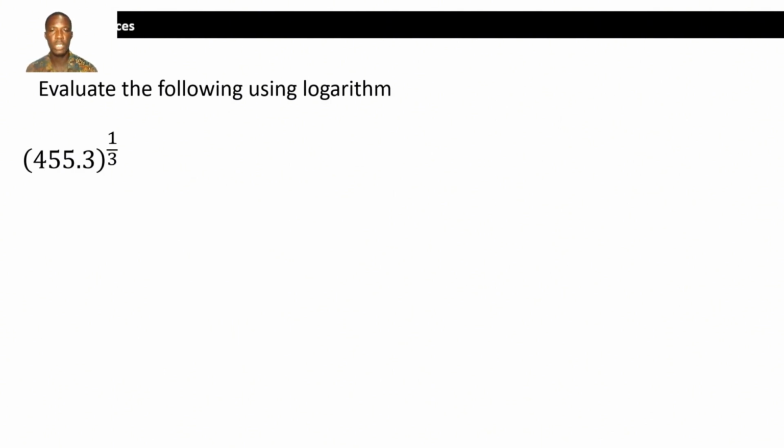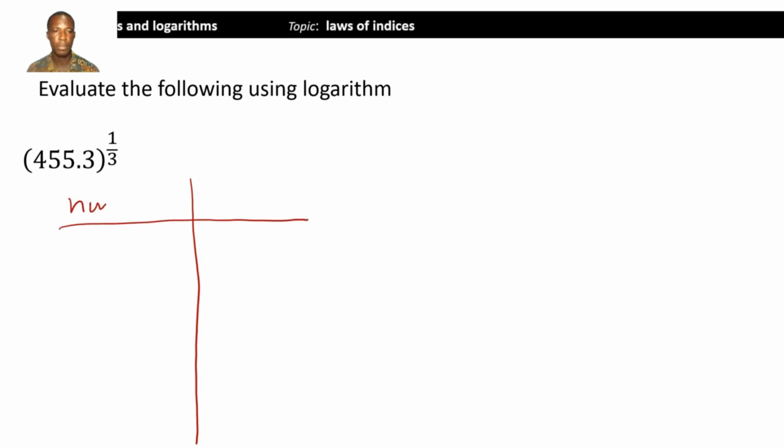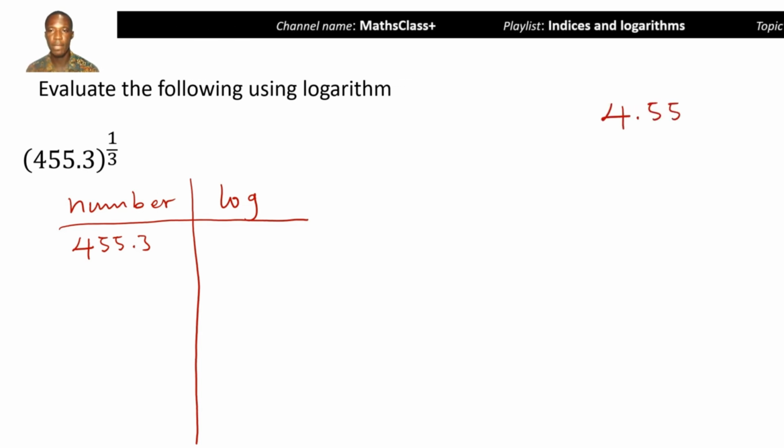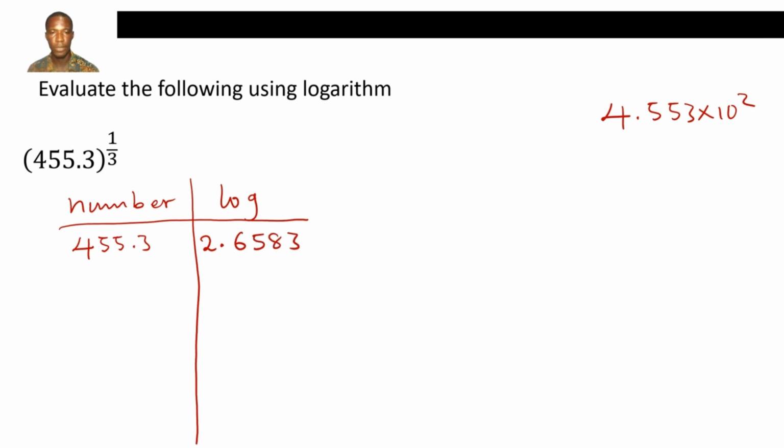Evaluate the following using logarithm. Okay, so we go ahead and solve. We have our number and then the log value. So our number is 455.3, and if you convert to standard form, we get 4.553 times 10 to the power 2. So our characteristic is 2, and then our mantissa, that will be 6583. So 0.6583, that's what we have.